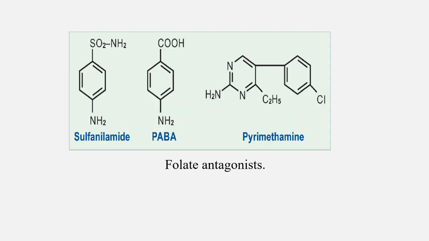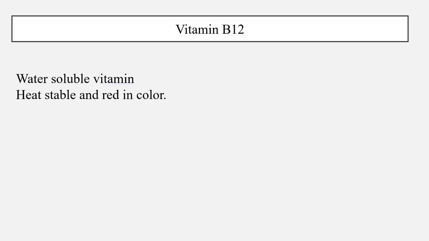See here, this is the structure of PABA, sulfonamides, and pyrimethamine. These have structural similarities with the para-amino benzoic ring, and that is why they competitively inhibit the enzymes.